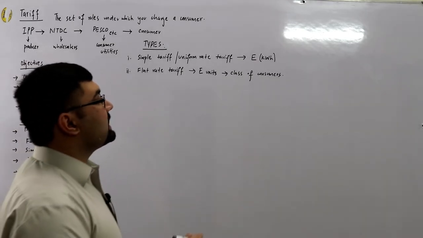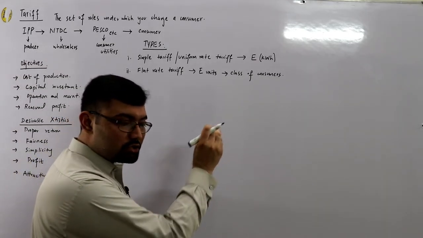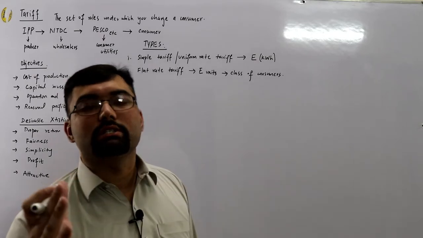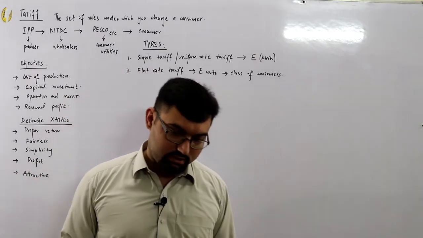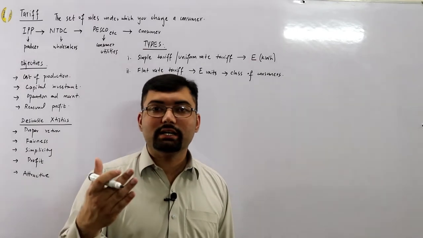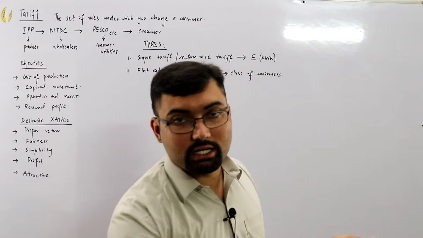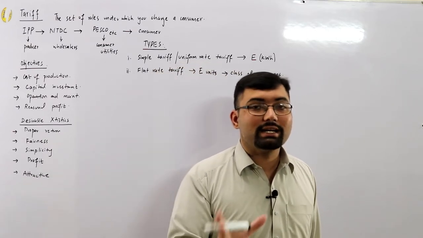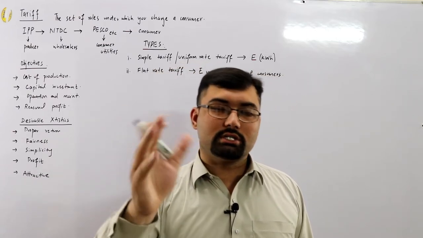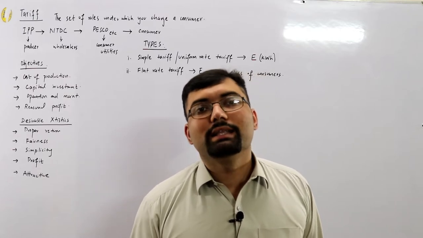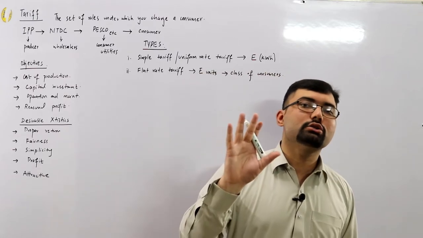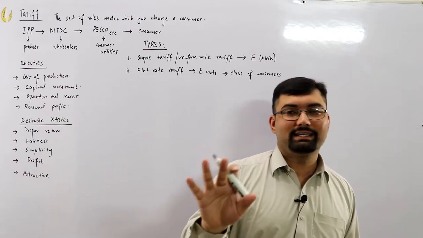For example, if you are a residential consumer, the rate is, for instance, 10 rupees per unit. If you are an industrial consumer, the rate is different. It is the same for all industrial consumers, but the overall industrial class has a fixed rate, for instance, 100. All the residential consumers would have a rate of 10.